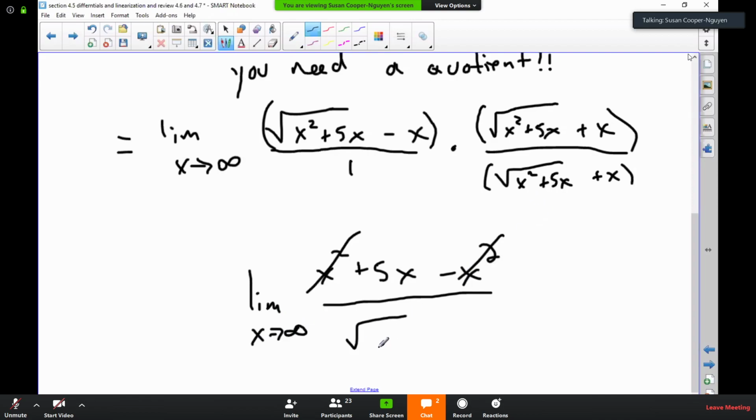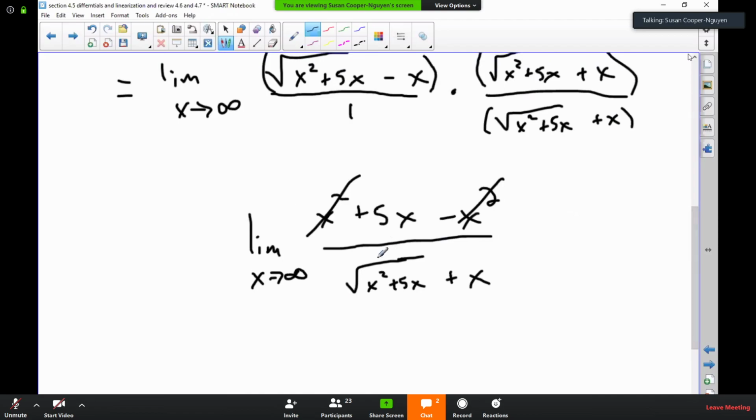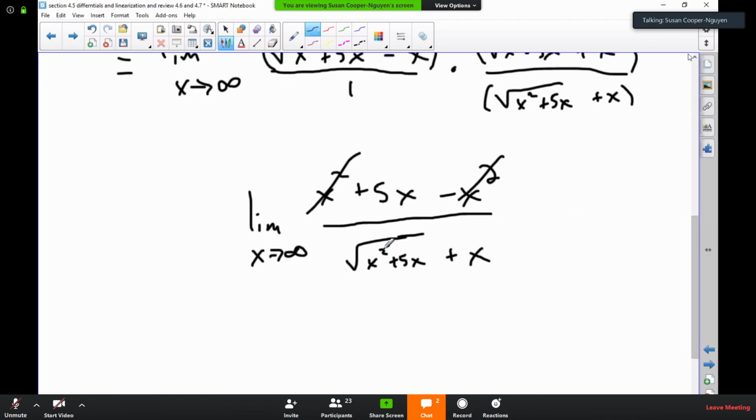You still have this radical in the bottom, so you're not quite ready to employ L'Hopital's rule. You're almost ready, but not quite, and you might not even have to. The problem with this one is if I were to use L'Hopital's rule at this moment, putting infinity here and infinity here, I will currently have infinity over infinity, which is a candidate for L'Hopital's rule, but the problem is this derivative on the bottom is going to get real nasty.